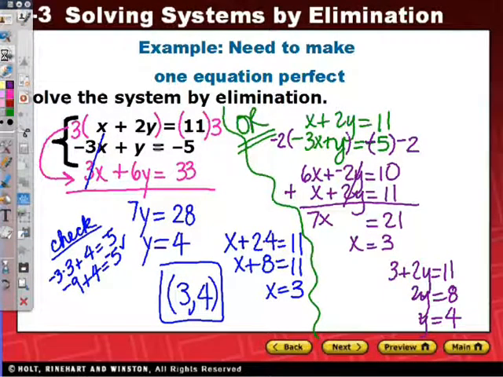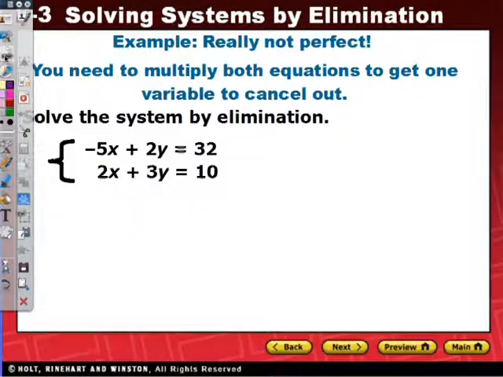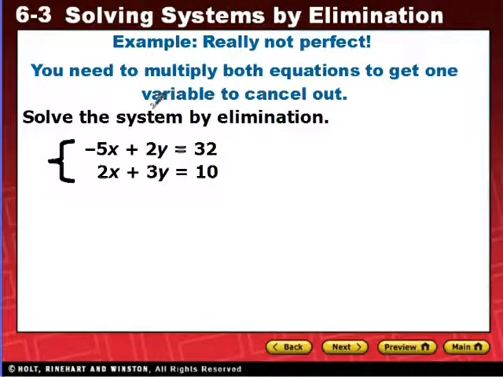Okay, here's our last example for this video. I will save the word problems for in class on Monday. Write the system down. -5x plus 2y equals 32 and 2x plus 3y equals 10. Okay. Now you'll see up here at the top in blue it says you need to multiply both equations to get one variable to cancel out.